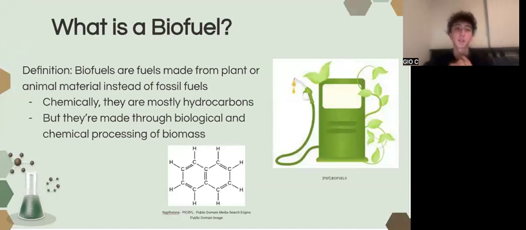What is a biofuel? The definition that I put right here is that biofuels are made from plant or animal materials instead of fossil fuels, although it's not limited to that. It extracts oil from organic materials and foods and waste and things like that. Common types include ethanol from corn and biodiesel from vegetable oils or animal fats. Chemically, they are mostly hydrocarbons, just like fossil fuels, but they're made through biological and chemical processing of biomass. This picture right here is what a hydrocarbon is and how it's made up.